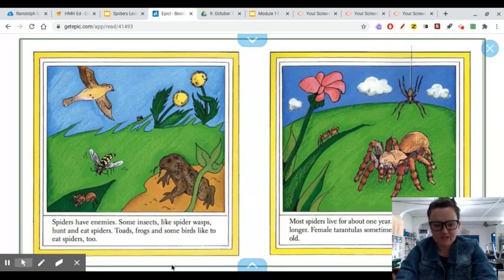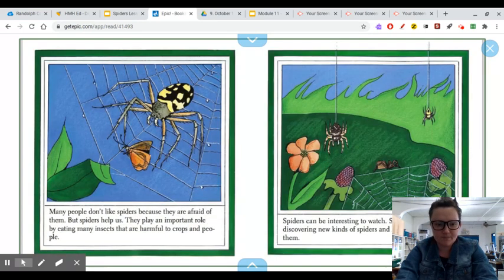Spiders have enemies. Some insects, like spider wasps, hunt and eat spiders. Toads, frogs, and some birds like to eat spiders too. Most spiders live for about 1 year. Some live much longer. Female tarantulas sometimes live to be 25 years old. Wow.